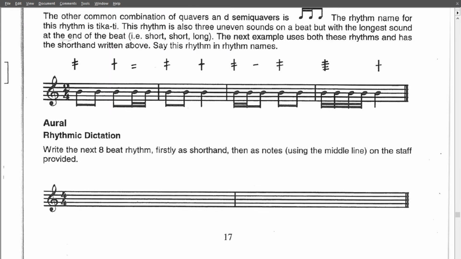Here is your fifth and final playing. 1, 2, 3, 4.